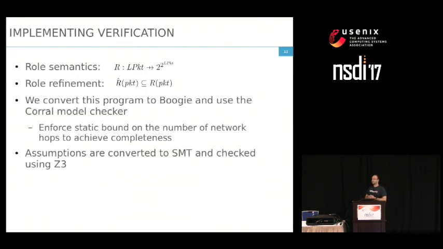I'm only going to say a few words about how the verifier actually works. There's more in the paper. Effectively, we formalize roles as functions that take a packet and non-deterministically return a set of packets. For example, a unicast role will return one packet, whereas a multicast role returns many. And then refinement is just a subset relation, which says that for any input packet, the refined role R hat can only generate an output if this output is also allowed by the abstract role R. So we cannot increase the amount of non-determinism in the specification by doing the refinement.